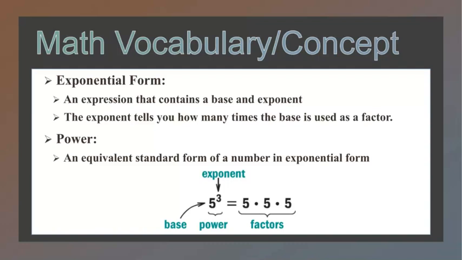So if I said 5 to the third power, that would mean in exponential form, the base of 5 and the exponent of 3. And in factor form, that would just be 5 times 5 times 5.